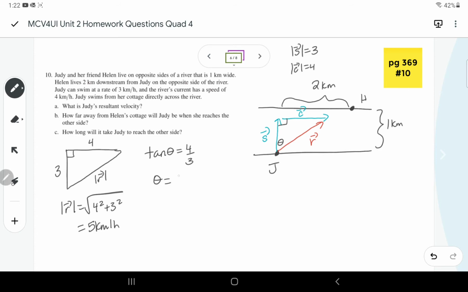So I get that she's going at an angle of 53.13 degrees downstream. Okay, so her velocity is 5 kilometers per hour, 53.13 degrees downstream.